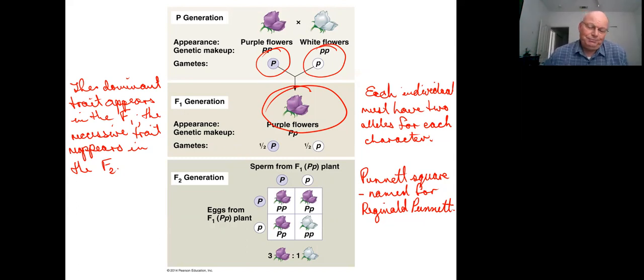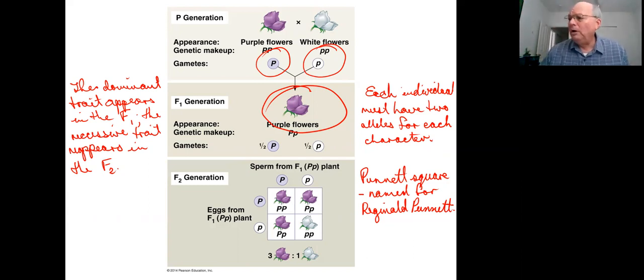Mendel didn't have the Punnett square, so I'm not entirely sure how he figured this out, but nonetheless, he was able to figure out exactly how this happened. Because we know that in meiosis, one of the things that happens is that homologous pairs of chromosomes get separated.